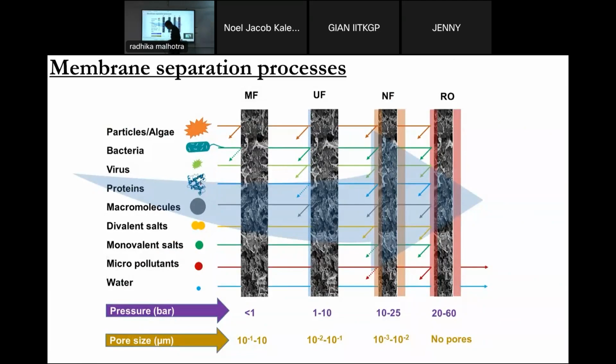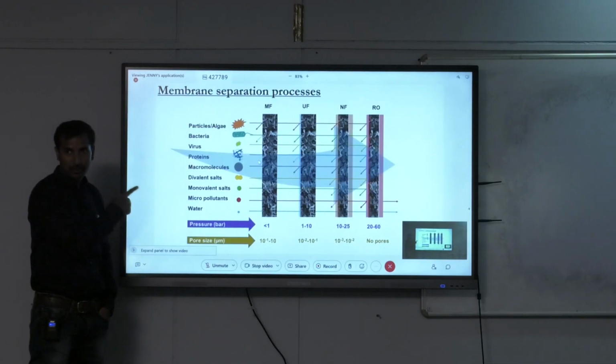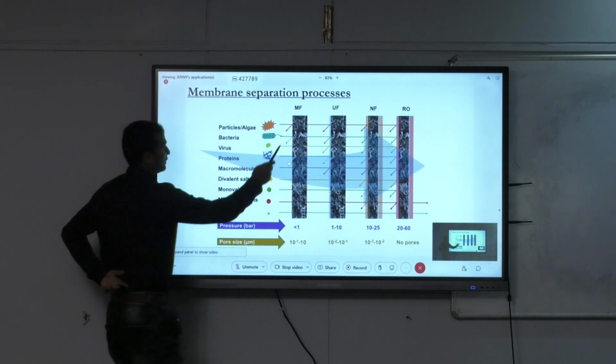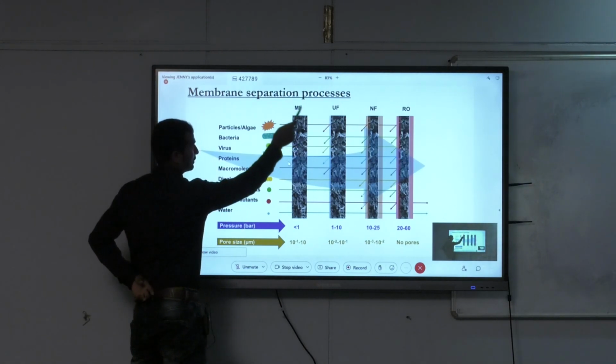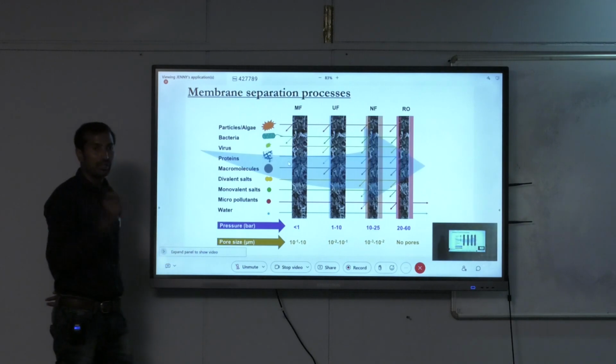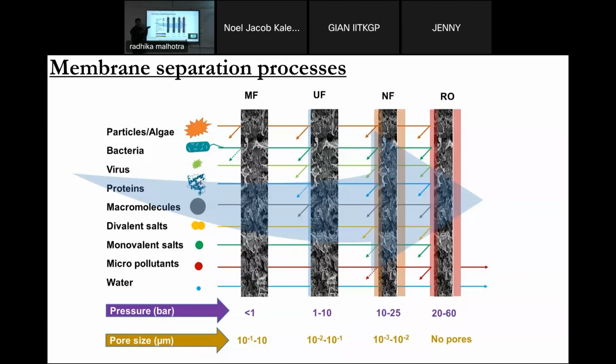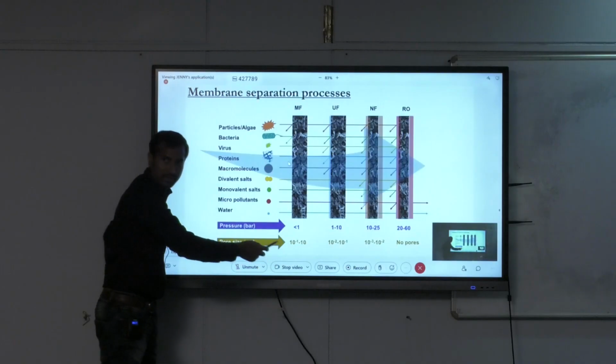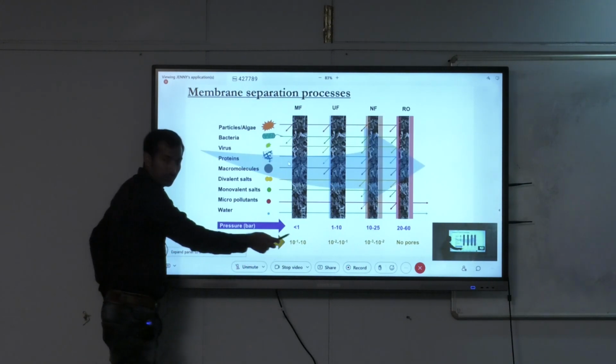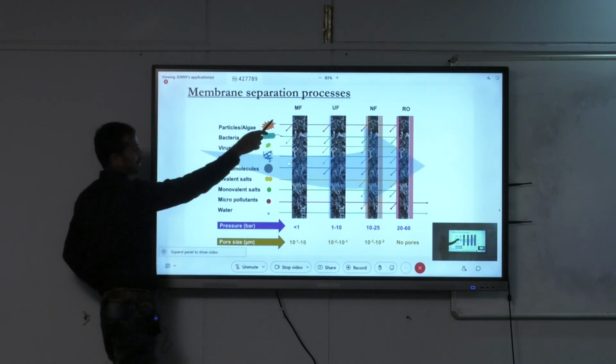Here I show you the different types of pressure driven membrane processes. The first one, which is a highly porous one, is microfiltration. Usually we use microfiltration in the first stage as a pre-filter, because it will remove the large particles. Look at this one, the pore size in microns is 10 to the power minus 1 to 10 in this range. It means 0.1 to 10 micron range. This is the microfiltration pore size.